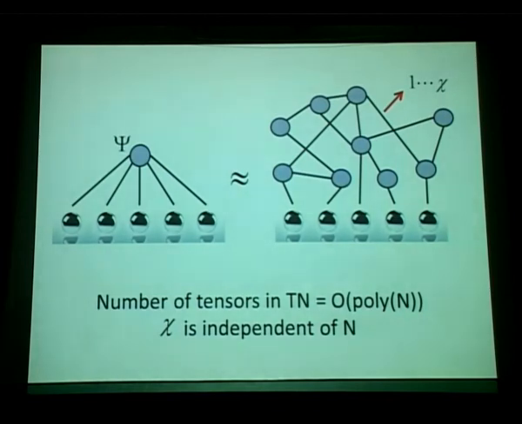And now in the next part of the talk, I will in fact talk about two specific tensor network decompositions that are actually used in practice. And I'll tell you in particular how they fulfill the second constraint, and also some of the other useful properties, and how they can actually be useful in the context of describing ground states.